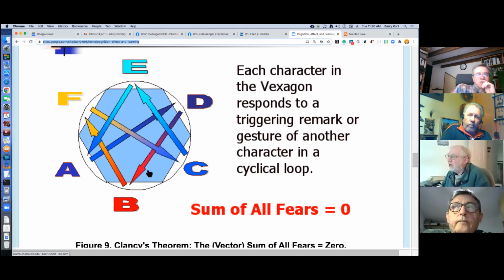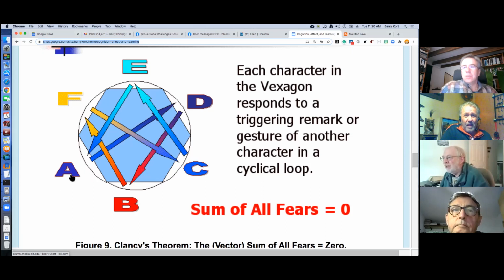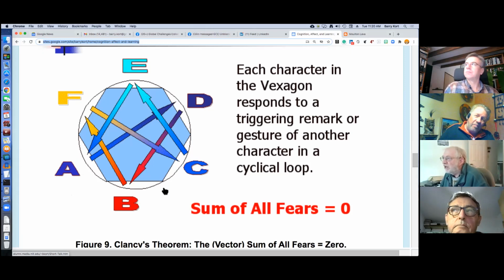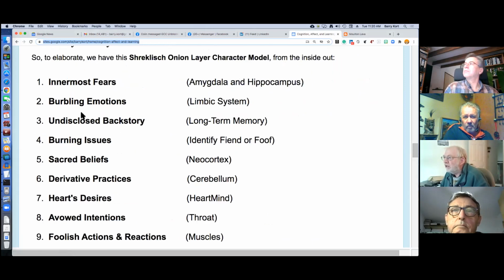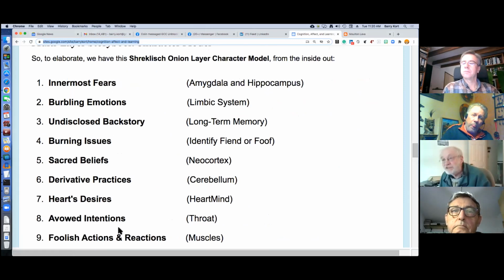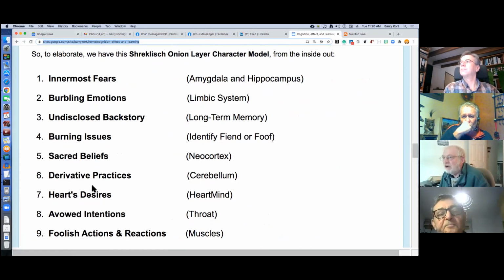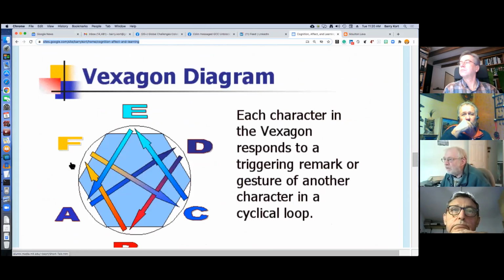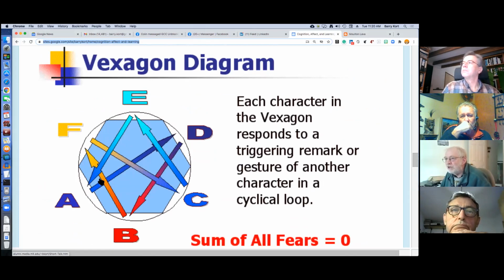So I call this diagram a vexagon, because if you watch a drama, can you infer the elements of each character? Can you go back to this character model and say, oh, character A, I can fill in the blanks for character A. I can fill in the blanks for character B. And if you have a character-driven drama where the playwright chose the characters correctly, then you'll get this nice Clancy's theorem where the drama will have continuity.